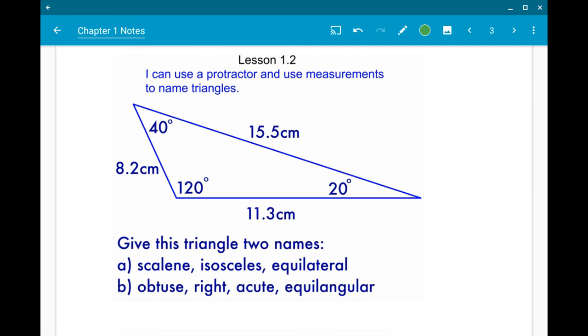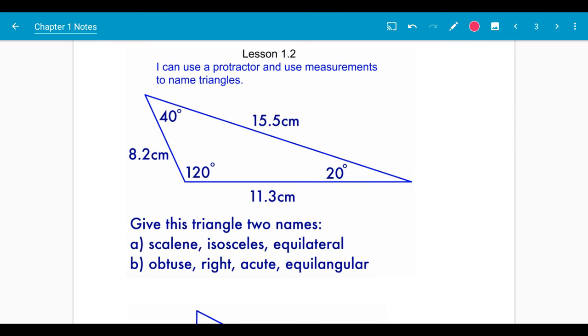So the goal for 1.2 and 1.3 is to use a protractor and use measurements to name triangles. 1.3 does the same thing, but it measures polygons, so shapes that have more than 3 sides. Lesson 1.1 talked about the names of triangles, and this part A, these are all based on sides, and these are all based on angles. So we're going to choose one from both, and we're going to give this triangle 2 names. So I'm going to put 2 blanks here.